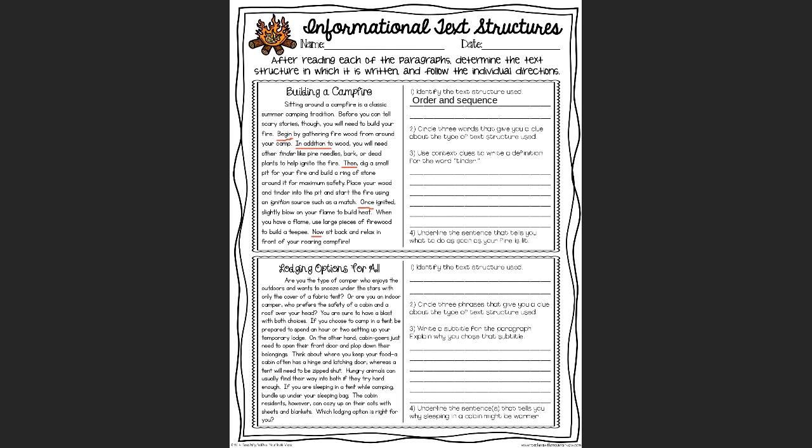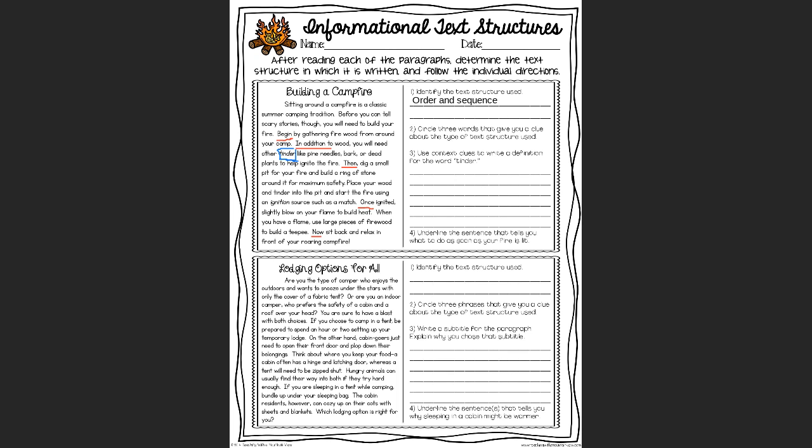So we did number 2. It said circle 3 words that give you a clue about the type of text feature or text structure used. We're going to do number 3 because I think it's important to understand how to use context clues. So there are a few words and some text features in the text that we talked about last week, and this is an italicized word here.